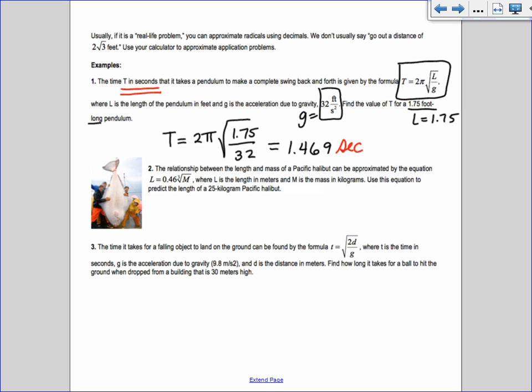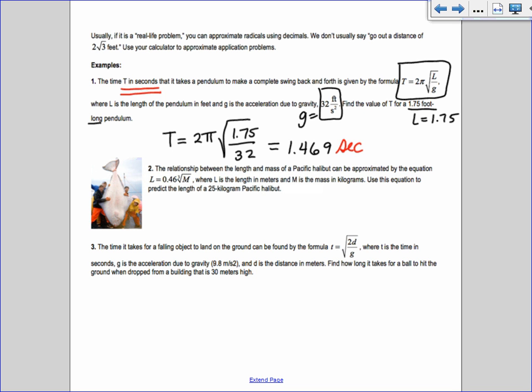Okay. Number 2, so it says the relationship between the length and mass of the Pacific halibut can be approximated by the equation L equals 0.46 cube root of m. This is like the one random thing in the whole world that has a correlation between the length and mass. Like, think about it. If someone weighs, I don't know, 150 pounds, like a human, they're not necessarily a certain height, right? For this fish, though, it is pretty darn close. Isn't that weird? It's not going to be like a really, really fat fish that's really short. It doesn't work out that way.